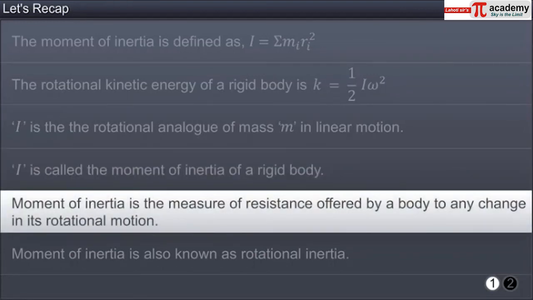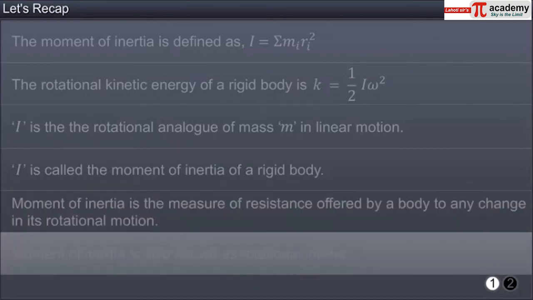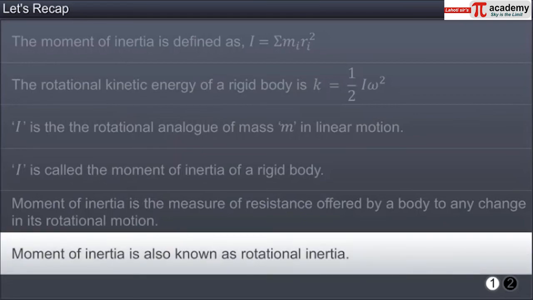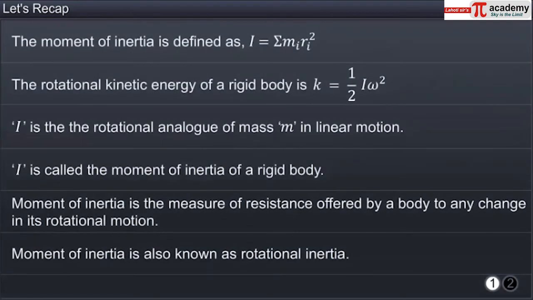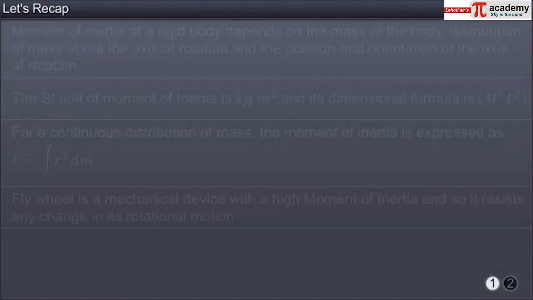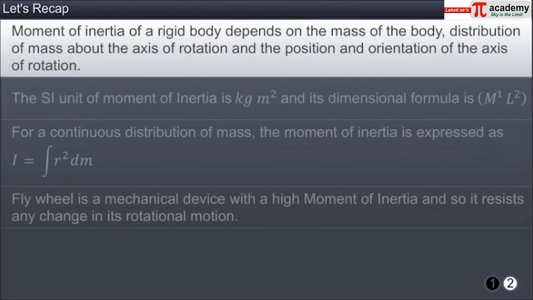I is called the moment of inertia of a rigid body. The moment of inertia is the measure of resistance offered by a body to any change in its rotational motion. Moment of inertia is also known as rotational inertia. Moment of inertia of a rigid body depends on the mass of the body, distribution of mass about the axis of rotation, and the position and orientation of the axis of rotation.